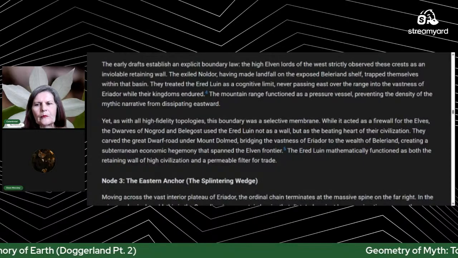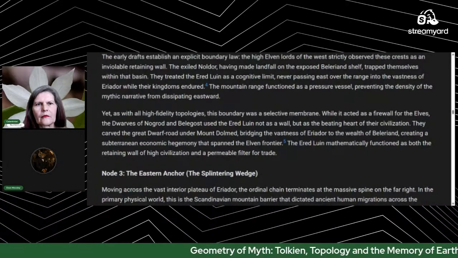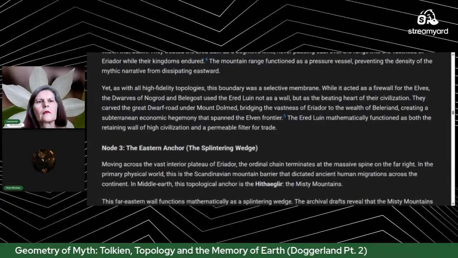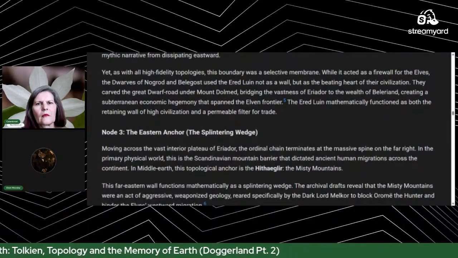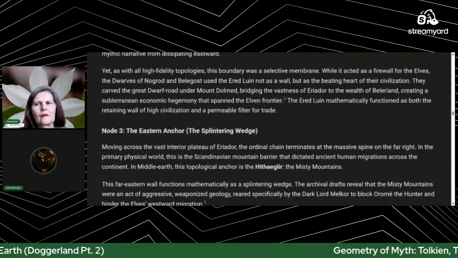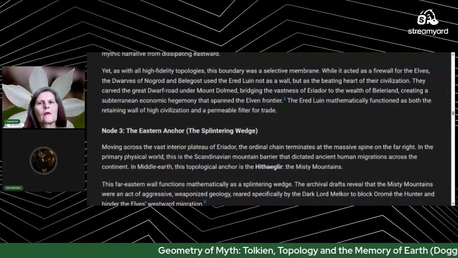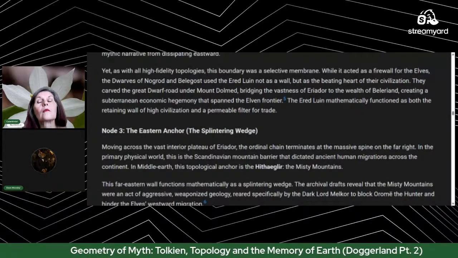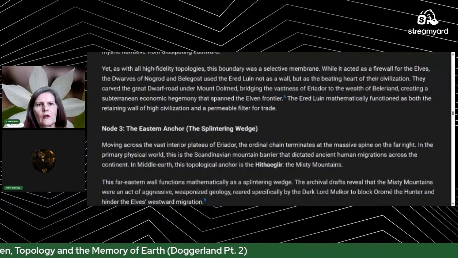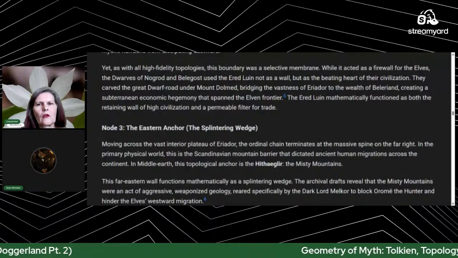The mountain range functioned as a pressure vessel, preventing the density of the mythic narrative from dissipating eastward. Yet, as with all high fidelity topologies, this boundary was a selective membrane. While it acted as a firewall for the elves, the dwarves of Nogrod and Belegost used the Ered Luin not as a wall, but as the beating heart of their civilization. There were two great civilizations there.